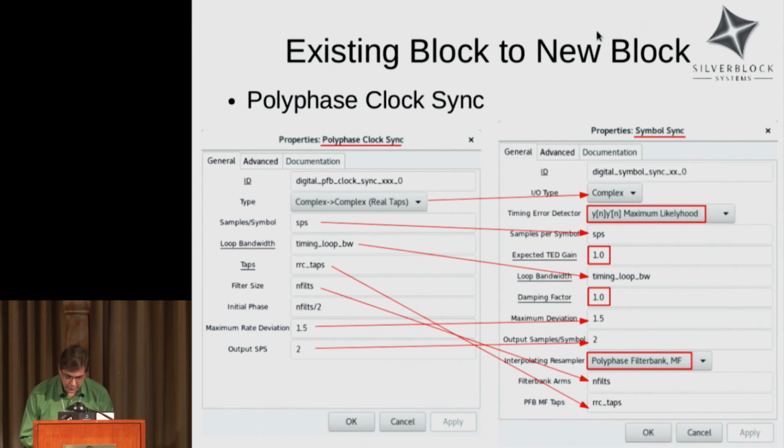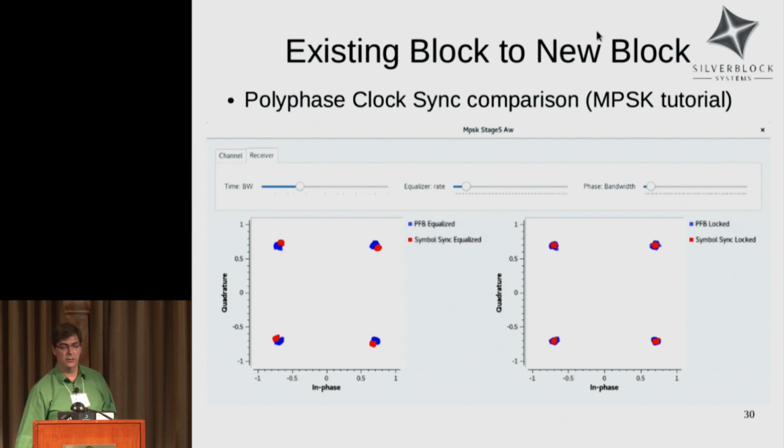Let me go down here. For the interpolating resampler you want to pick the polyphase filter bank match filter, and then you can just move your taps on over and your number of filters on over there. So that should be pretty straightforward. Again, I expect this to be reference documentation that you can look up later.